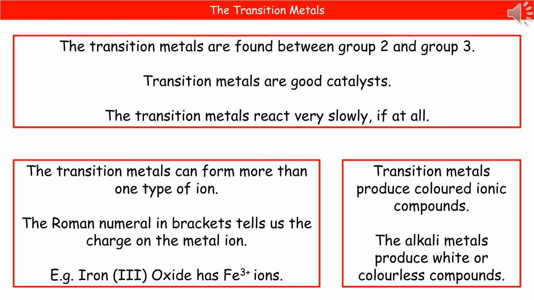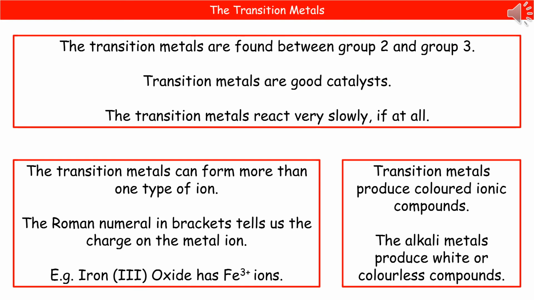What we do find though is that they are capable of forming more than one type of ion. So what we have to identify what charge the ion has is a little Roman numeral in brackets. So make sure you do know 1, 2, 3 because they're the ones that are likely to come up. We also find that our transition metals produce coloured ionic compounds, whereas the alkali metals tend to produce white or colourless compounds.